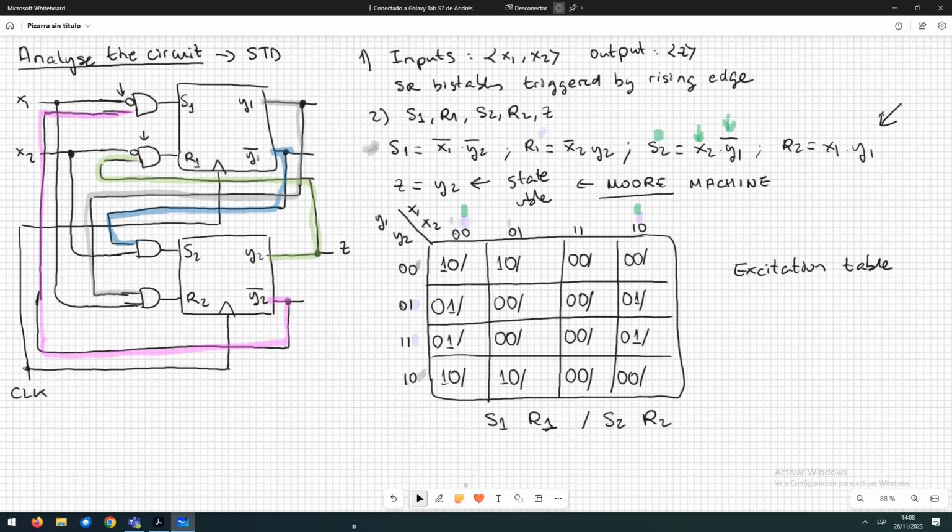Y1 is not negated. Sorry, I did it the opposite way. x2 has to be 1 because it's not negated. x2 is 1 here and here, and y1 is 0 here and here. So in these places we have the ones of our function. And the rest of the cells are 0.